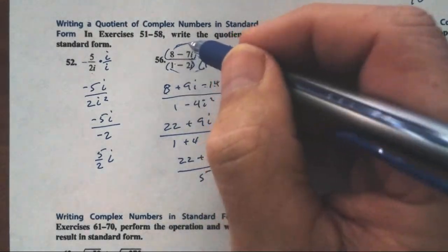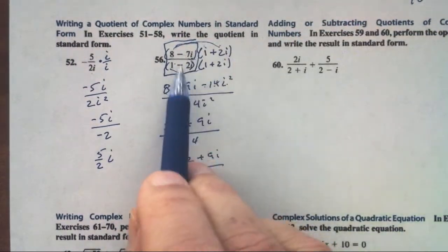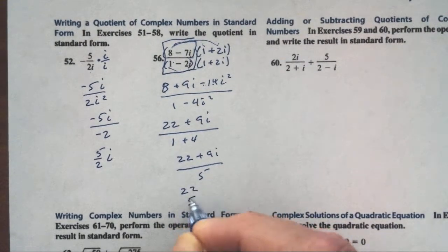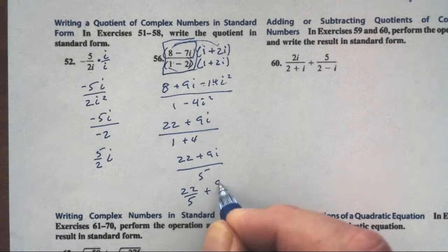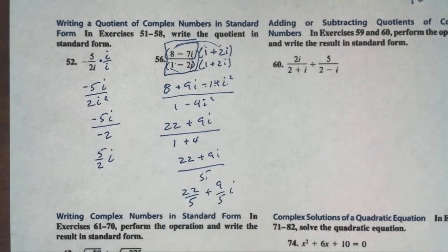But again, the good news is, if you're freed up to use your calculator, you could just enter that, and it would simplify it into this. It may give it to you as 22, it may give it to you in this form, which is even better, 22 fifths plus 9 fifths i, because now it's in standard form. I don't recall on your calculator. It might do this, and you just have to split them.